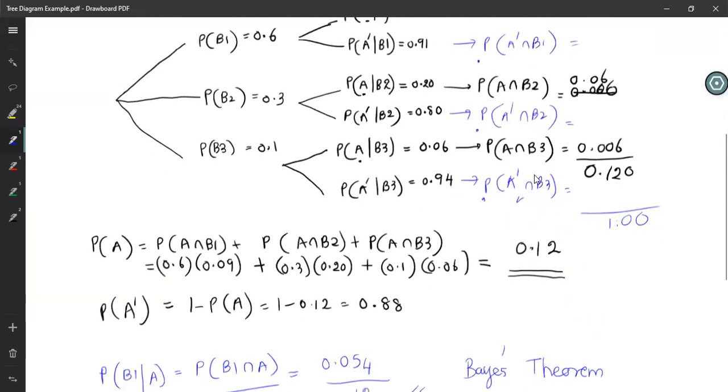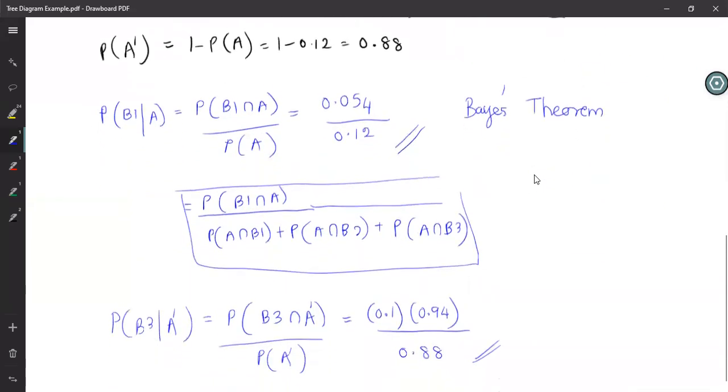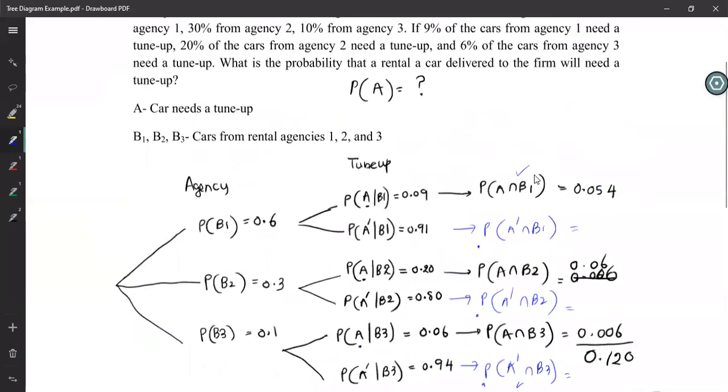Any question from this example? Conditional probability. Now, what do you think? The car needs a tune-up and selecting the car from a certain agency. Are these events independent or not?